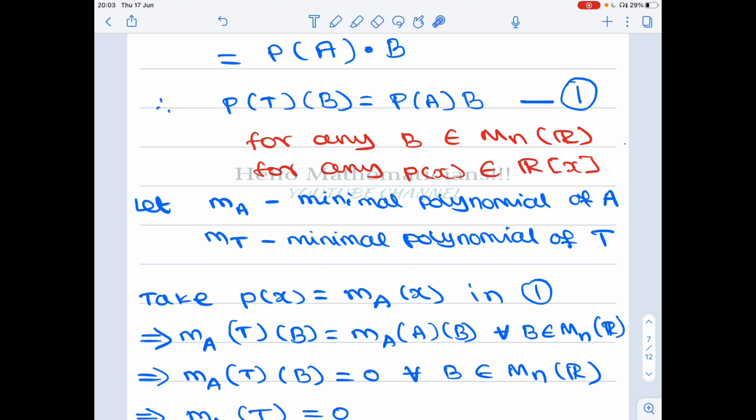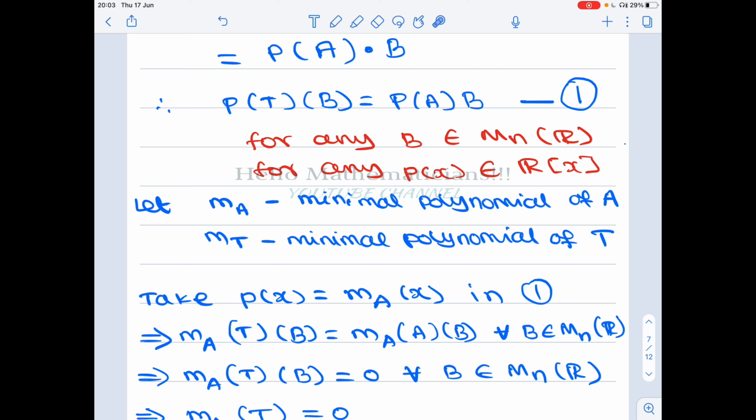If P(x) divides Q(x) and Q(x) divides P(x), we cannot conclude that P(x) equals Q(x). We can only conclude that P(x) equals some scalar alpha times Q(x). But the minimal polynomial is always a monic polynomial. Monic polynomial means its leading coefficient is 1. So whenever P(x) and Q(x) are monic polynomials, then P(x) divides Q(x) and Q(x) divides P(x) implies P(x) actually equals Q(x).